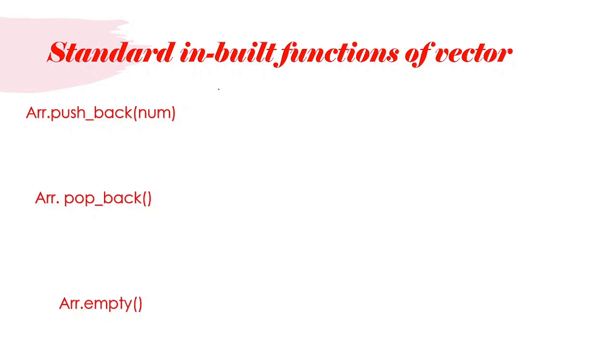Now say, for example, I am declaring the vector again. There is vector int ARR. Now my vector is empty. Now this is pushback.